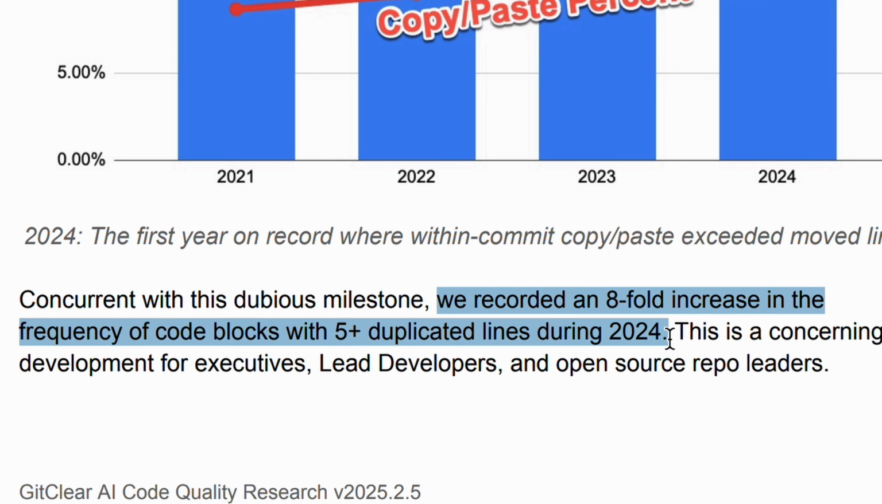Stuff like a function that does almost the exact same thing as another one, or even dozens of functions that have literally the same header duplicated for each one, right? They're doing the same thing and they have it written all over the place. GitClear analyzed like 200 million lines of code, and they found that AI assistance led to an 8-fold increase in duplicated code blocks. 8 times.